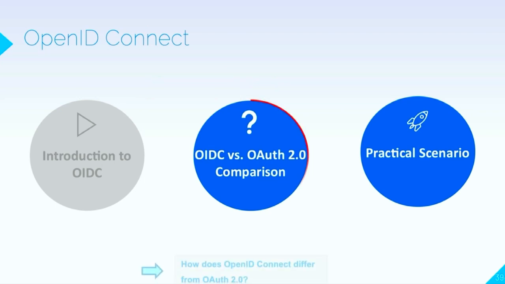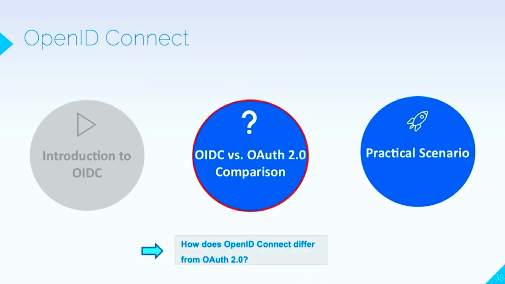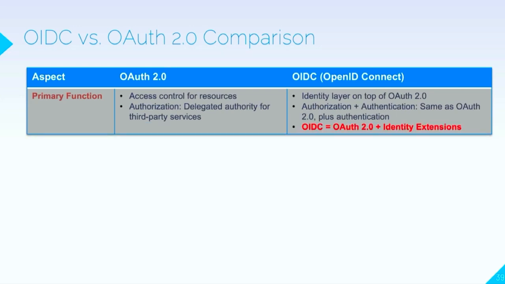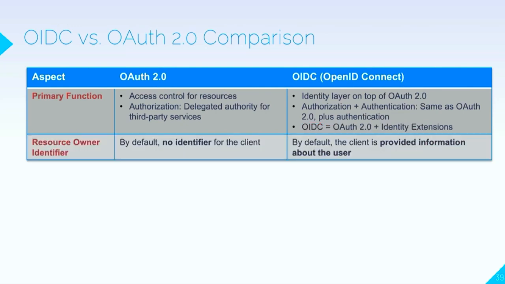Now let's explore how OpenID Connect differs from OAuth 2 by examining several key aspects. Primary function. OAuth 2 focuses on access control for resources, handling authorization by delegating authority to third-party services, while OpenID Connect builds on this by adding an identity layer, combining both authorization and authentication. OpenID Connect is essentially OAuth 2 plus identity extensions.